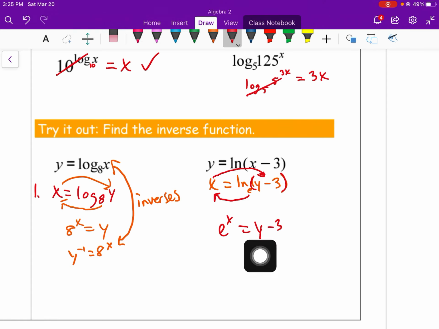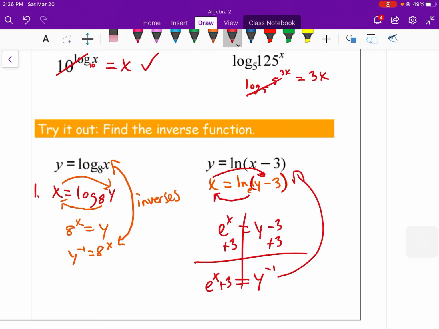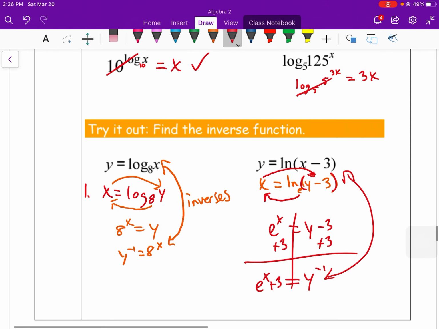And we're trying to solve for y because our inverse function is going to be a y equals function. So what we can do is add 3 to both sides. So we get e to the power of x equals y plus 3. Look at that, plus 3. So this is the inverse of this function. And if your first step is to rewrite as x equals, you're switching x and y. Your second step is to write it as an exponential function because exponential and logarithmic functions are inverses.